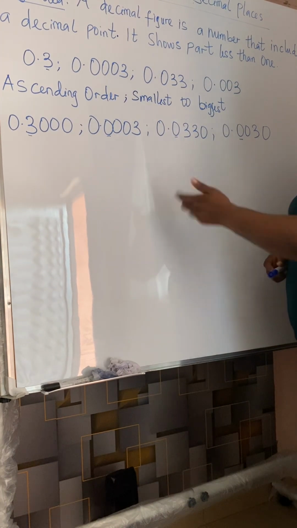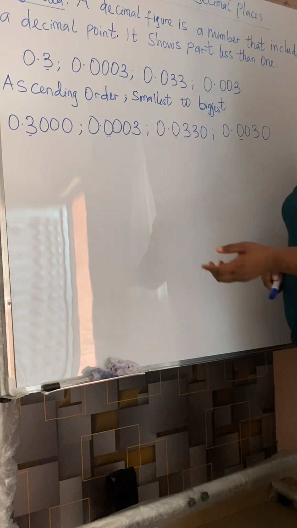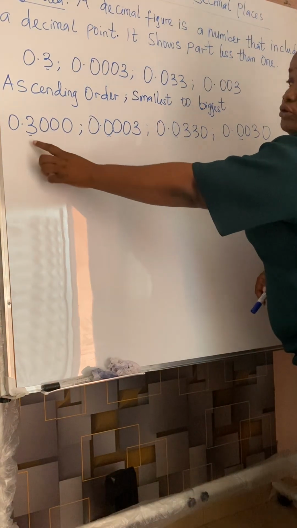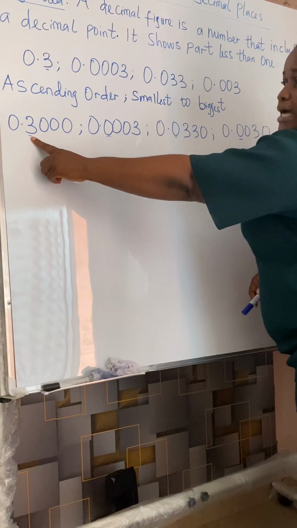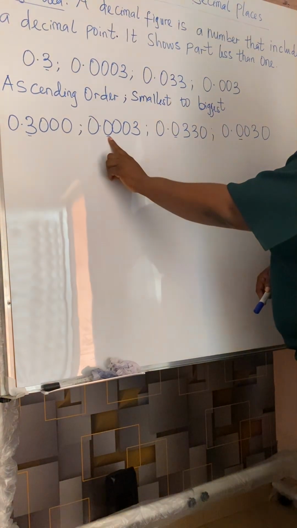So how will I identify the smallest number? Of course, I know that this cannot be the smallest number because there is 3 here, and 3 is greater than 0 here for this 10th.